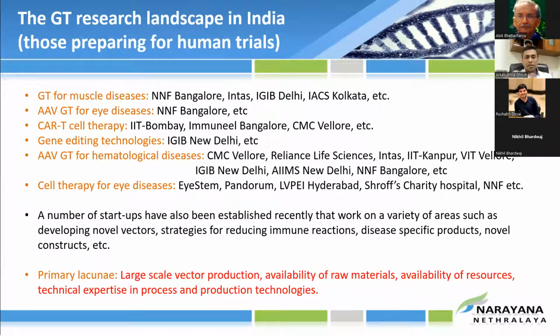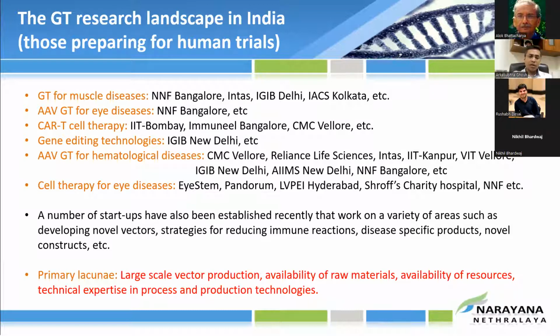So the gene therapy landscape, I've just briefly mentioned some of the things that are happening here. My apologies to those who are not mentioned. But in general, for muscle disease and eye disease, we work on it. There are a number of other institutes as well as industry folks who are currently working on it. Of course, there's a lot of interest in CAR T cell therapy, lots of new companies and lots of work within the private institutes as well as government institutes. And in gene editing technologies, IGIB and others have been focusing on that.